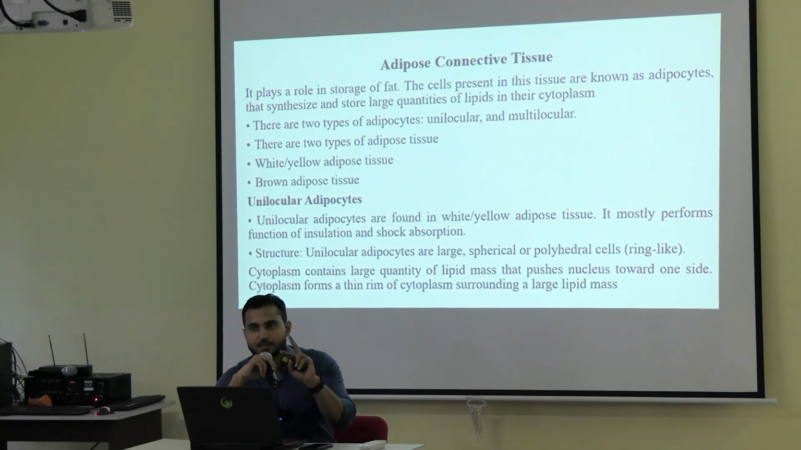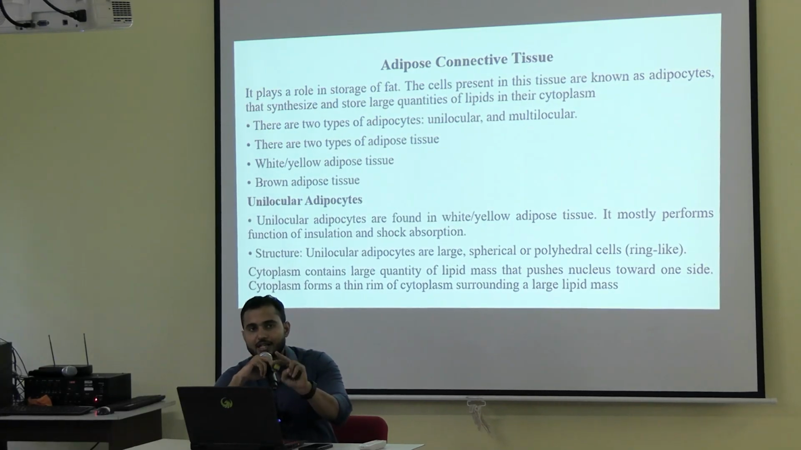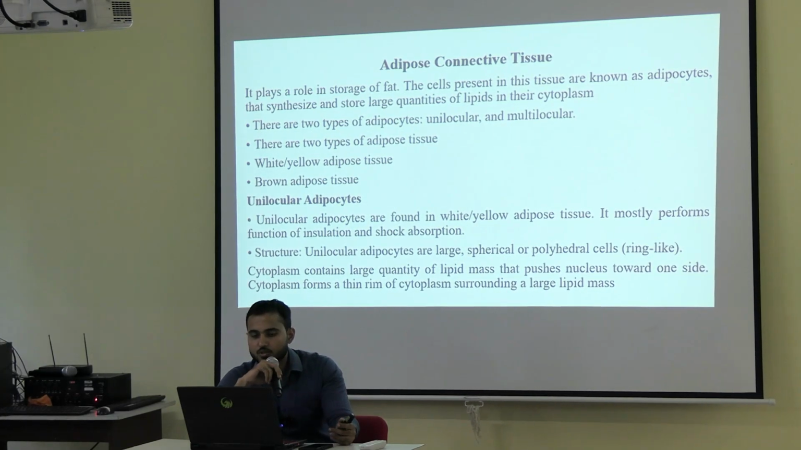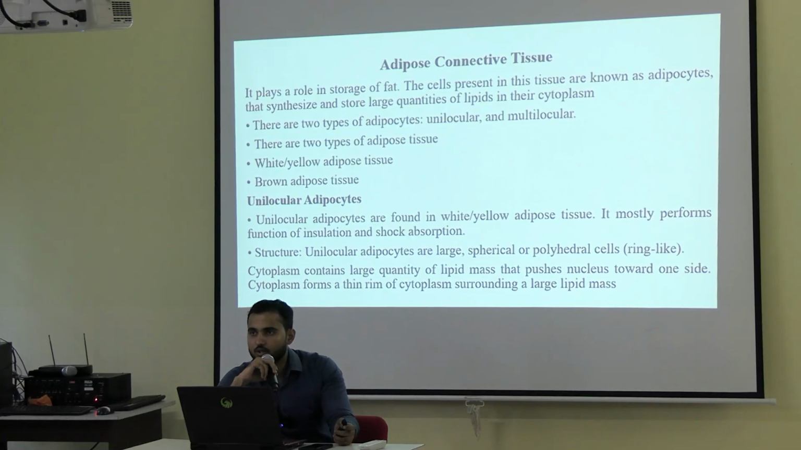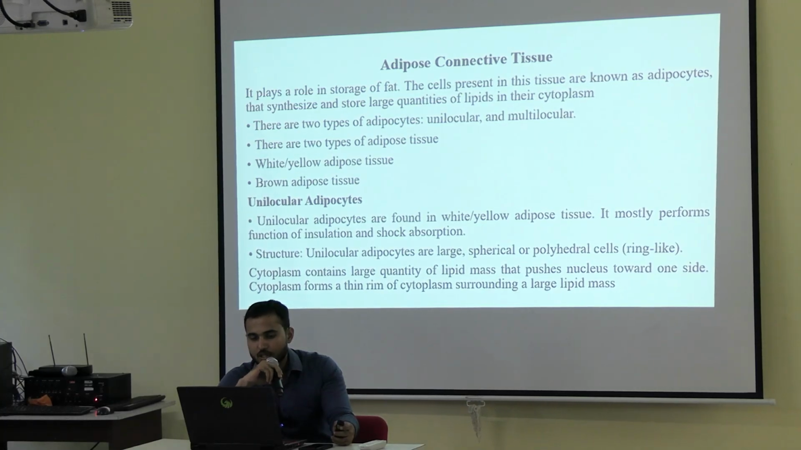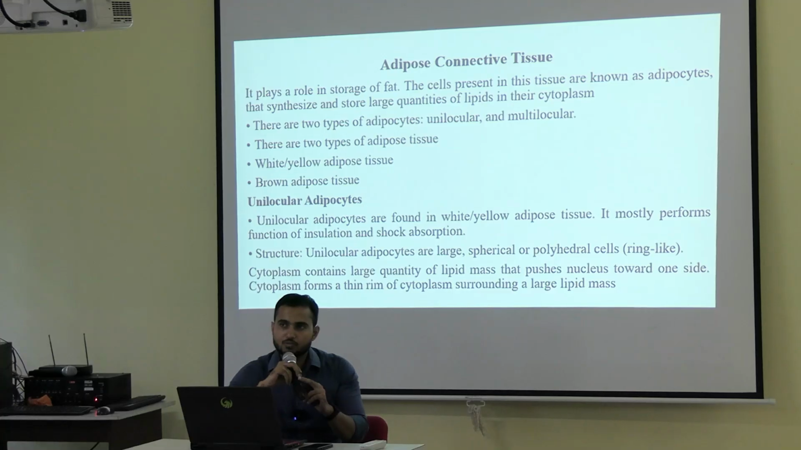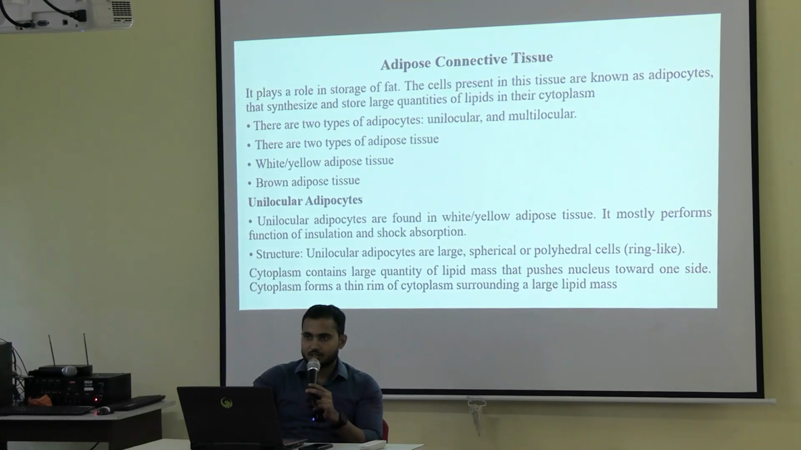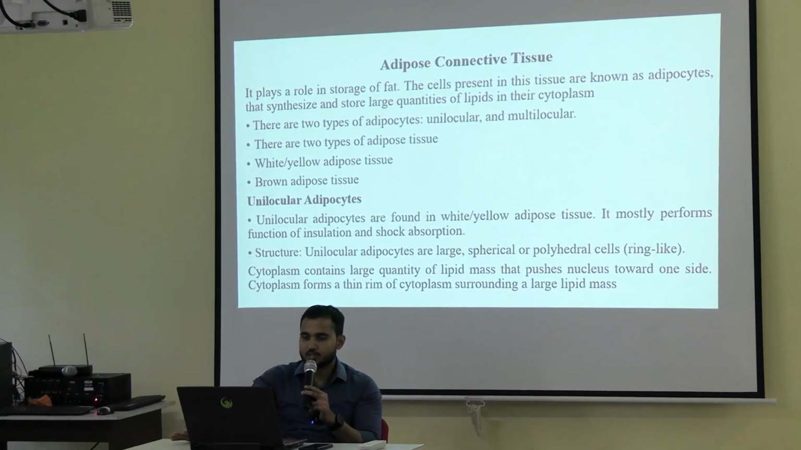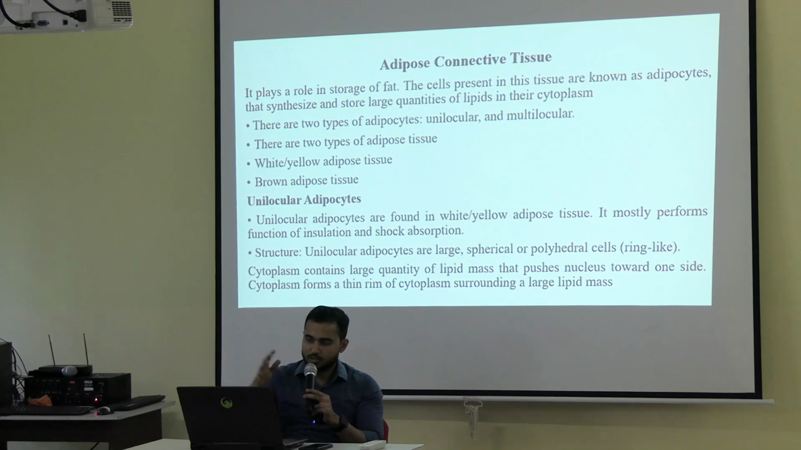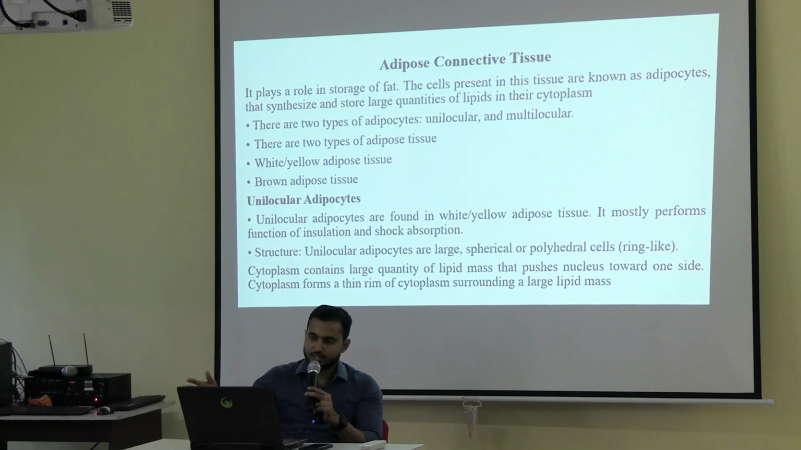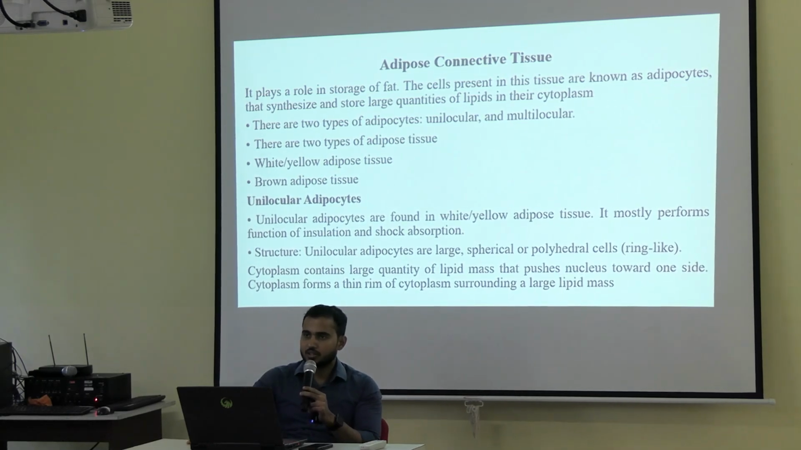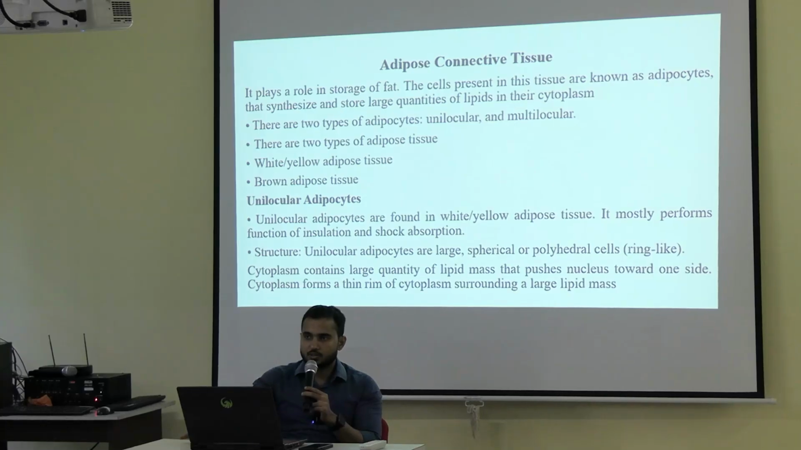As I mentioned, two different types of adipocytes are there, unilocular and multilocular adipocytes. Unilocular adipocytes are the most abundant type of adipocytes. These are the largest and have a signet ring appearance. Due to the presence of a large fat droplet, the nucleus is pushed towards the periphery. So the normal appearance we have already seen.